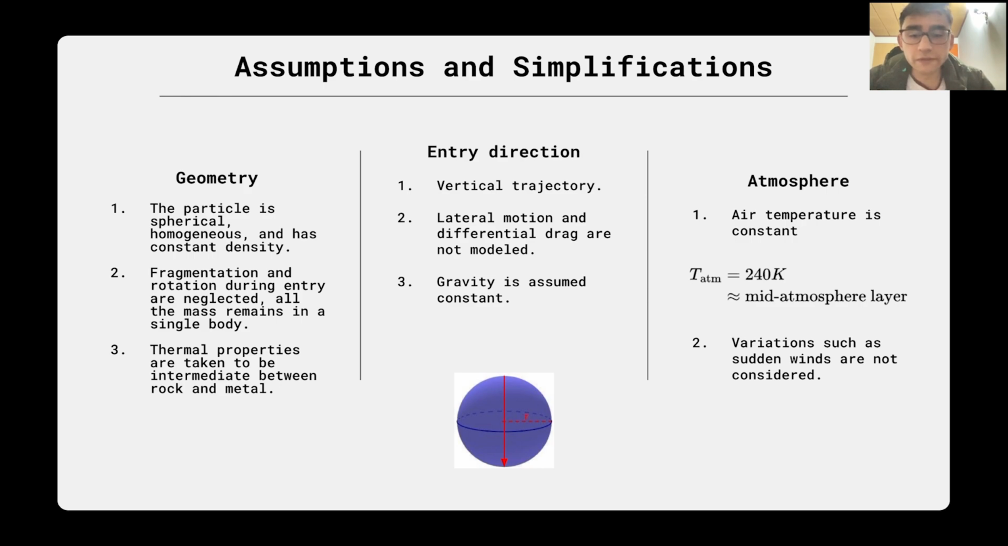For the atmosphere, we fix the air temperature at about 240 Kelvin, representing a mid-atmosphere layer, and we ignore short-time variations such as sudden winds. We also consider the atmosphere as an ideal gas.